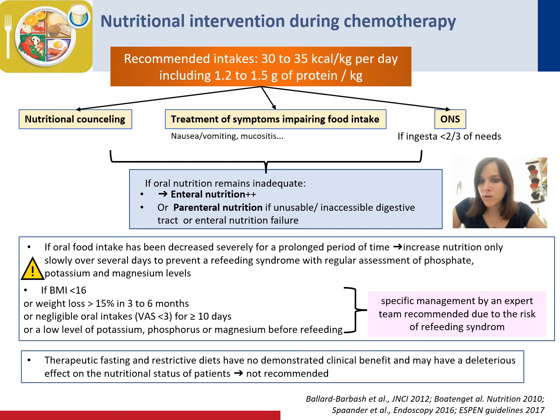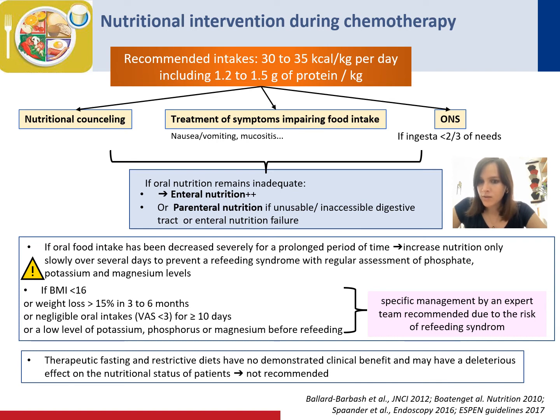If there is a failure of enteral nutrition or an unusable or inaccessible digestive tract, we have to introduce parenteral nutrition with all the risks that this entails, such as catheter infections, venous thrombosis, cholestasis, edemas, etc. We have to be very careful with the refeeding syndrome if oral food intakes has been decreased severely for a prolonged period of time. In this case, we have to increase nutrition over several days slowly and to regularly assess phosphate, potassium, and magnesium levels to prevent it.